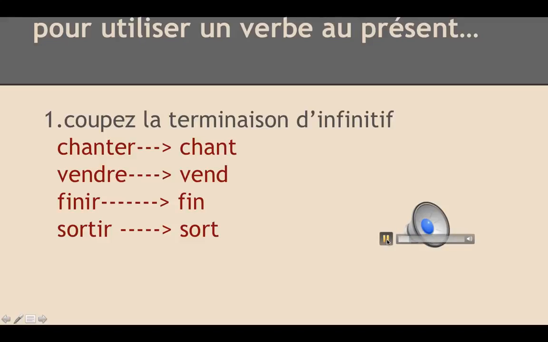Remember that for all kinds of verbs, when you conjugate them, you need to get to the stem. So you look at the infinitive, take off the infinitive ending, either ER, RE, or IR, and you're left with the stem.